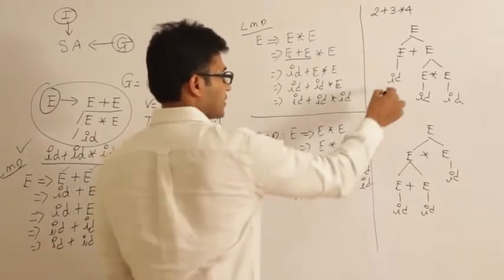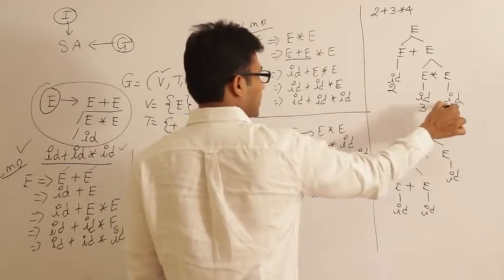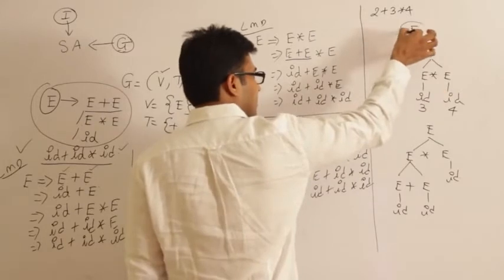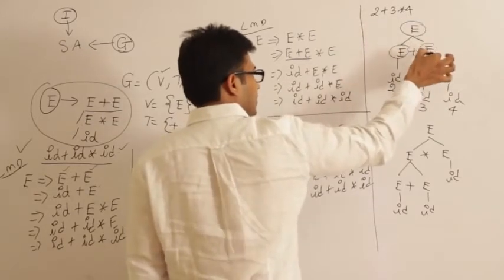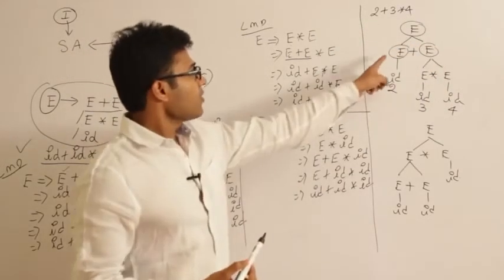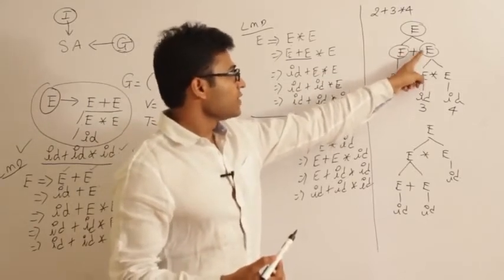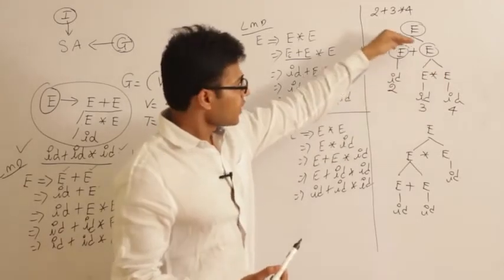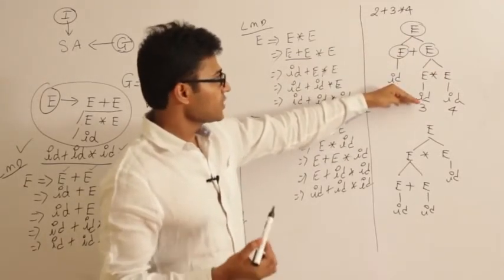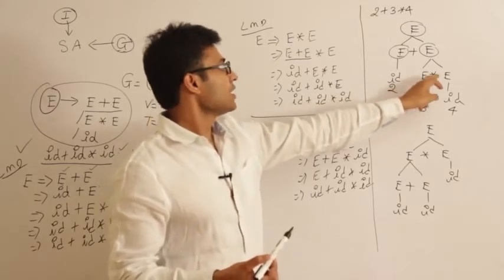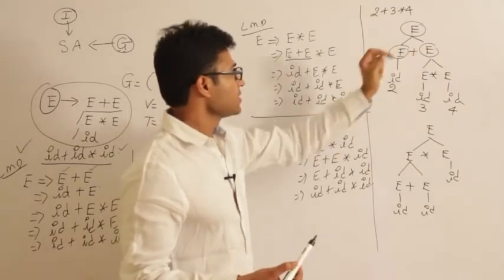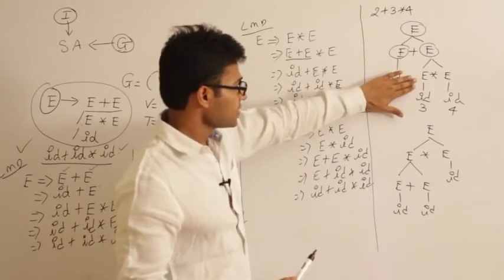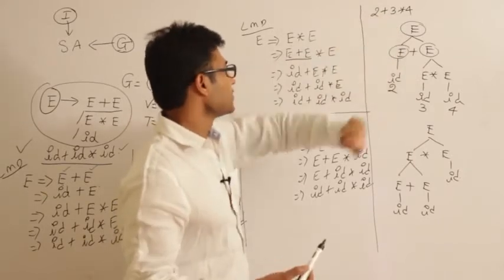Just see this. Now this ID is going to be 2, this ID is going to be 3, this ID is going to be 4. Then the first one, this E is nothing but the sum of this expression and the sum of the next expression. If I have to evaluate this expression first, I need the value of this expression, which means I have to evaluate this one first. Therefore, according to this parse tree, the first one which is going to be evaluated is multiplication, and then the next one is addition. Therefore, according to this parse tree, this is the right answer, which will give the answer of 14.